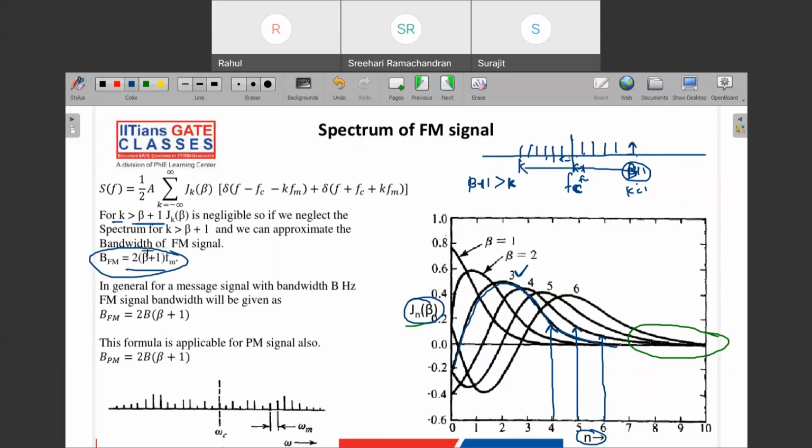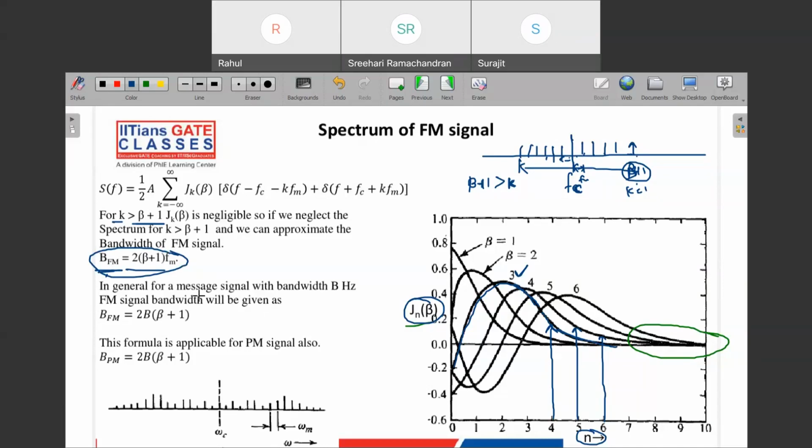In general, this formula is applicable for the PM signal also, so you can apply this formula for the PM as well. So the effective bandwidth of the FM signal is 2 into beta plus 1 into FM. Theoretically, the bandwidth of the FM is infinity, but practically, since Jn(beta) has a very low value for the higher values of n, we don't care about those terms.